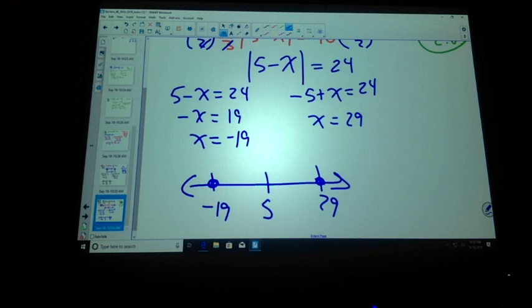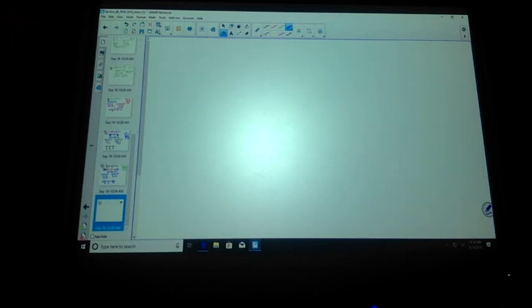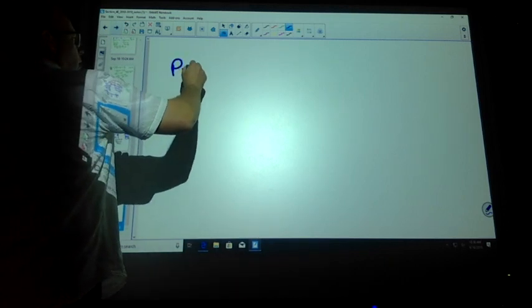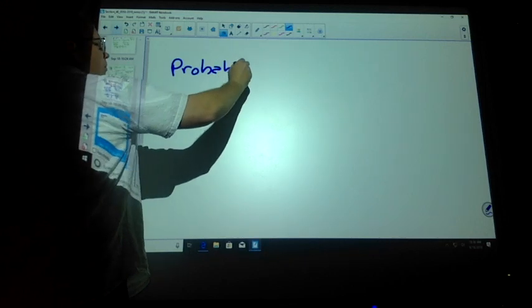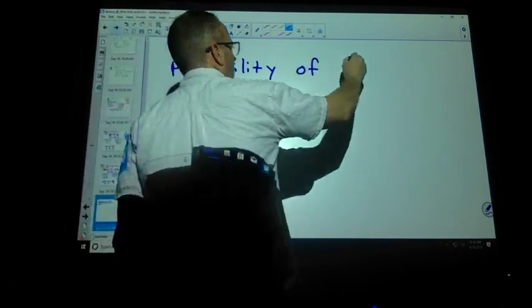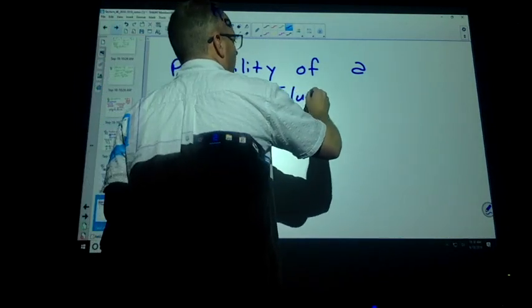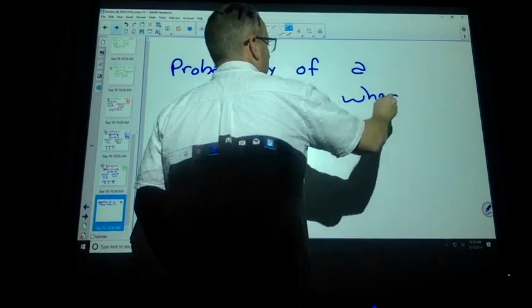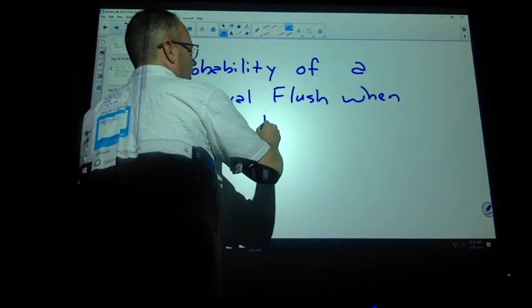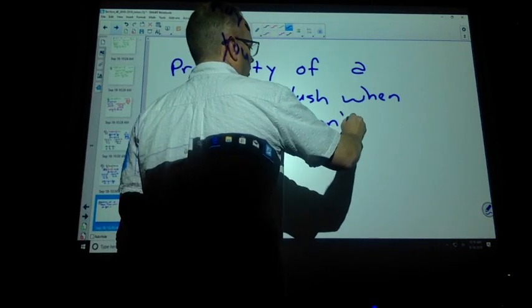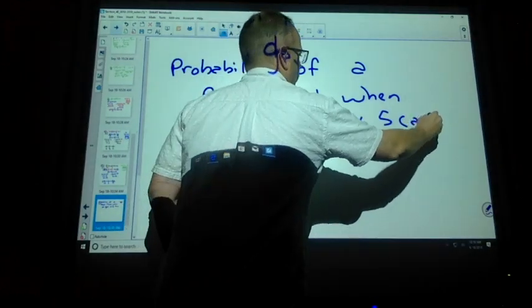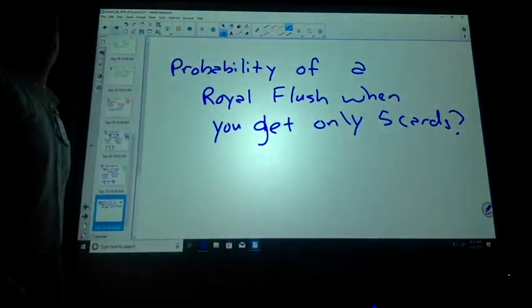So let's just have a quick think on a probability. This has nothing to do with math. Somebody asked, oh, you're not doing those little logic things anymore. Does anybody know how to find the probability of a royal flush when you get only 5 cards? Okay, so what's a royal flush?